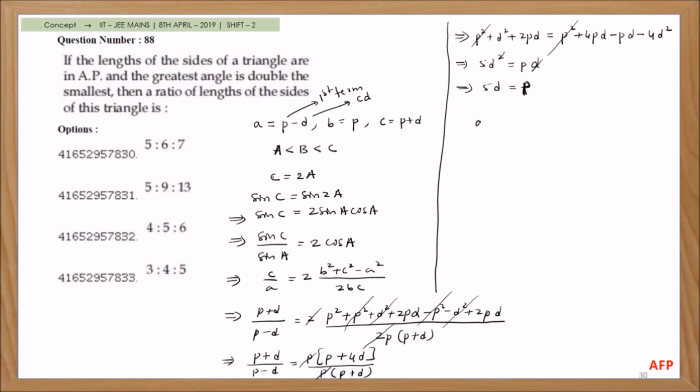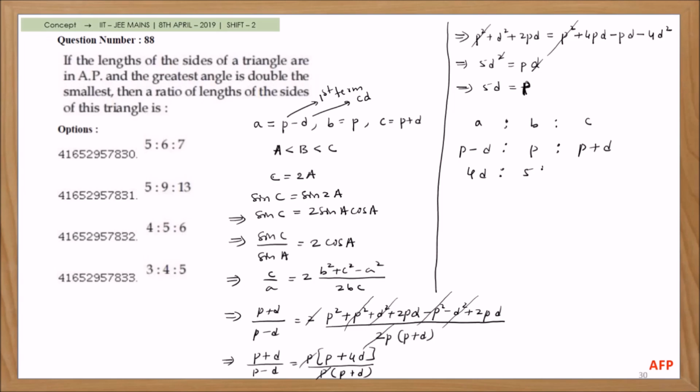So now I will take the ratios, A is to B is to C. According to the AP concept, we take p minus d, p and p plus d. So what is the p value? It is 5d. So p minus d is 5d minus d, which is 4d, and we get 5.